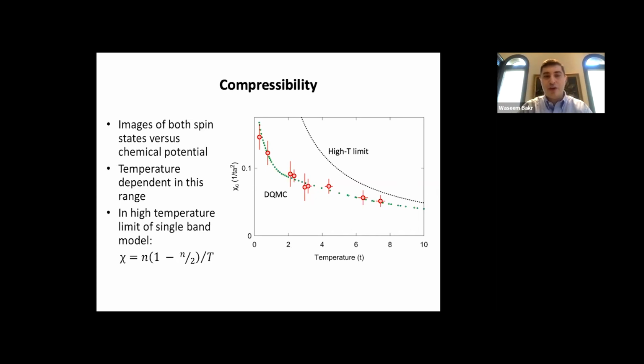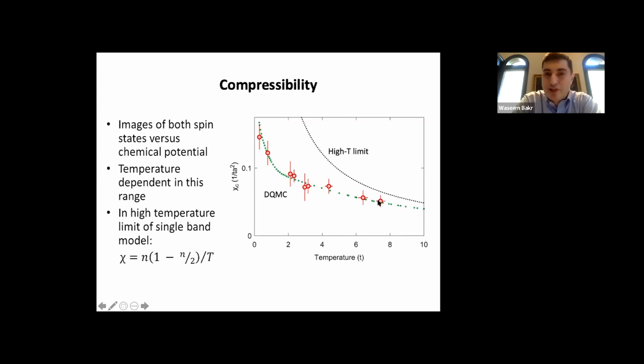If we go back to our original harmonic trap, you remember there the density depended on the spatial position, because in a harmonic trap you have a varying chemical potential, so the density will be smoothly varying. And we can simply take the derivative of the density with respect to the chemical potential in the harmonic trap, and we can extract the compressibility. And that's what we see here. So these are these red points.